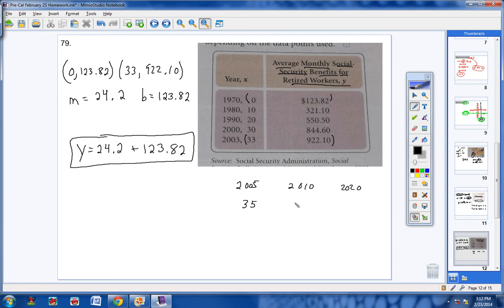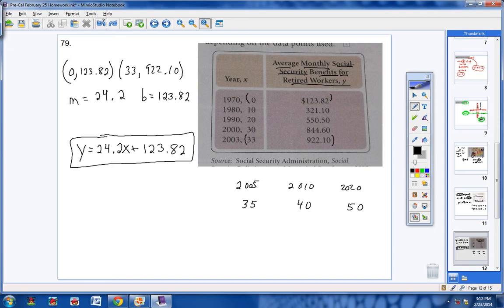2010, add 5 more, would be represented by the number 40. And then going from 2010 to 2020, the number 50 would represent 2020. So now it's just math problems. I did forget my X right here, but now it's just math problems. In order to predict the monthly amount of Social Security in 2005, you simply put where the X is, you substitute 35. So now it's just a calculator problem.